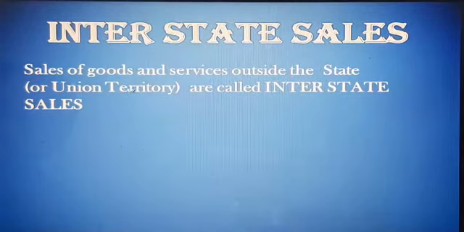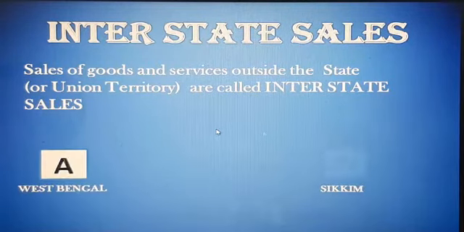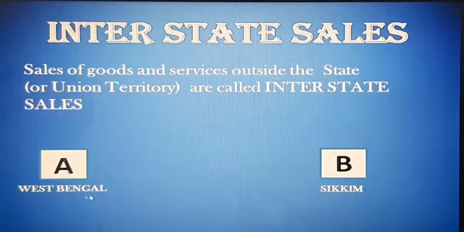Another type of sale is interstate sales. Sales of goods and services outside the state or the union territories are called interstate sales. Let me explain this one also with the help of a simple example. Let us consider a person A in West Bengal and a person B in Sikkim. Person A wants to sell his product from West Bengal to person B at Sikkim. So here the sale takes place from West Bengal to Sikkim, that is from one state to another.